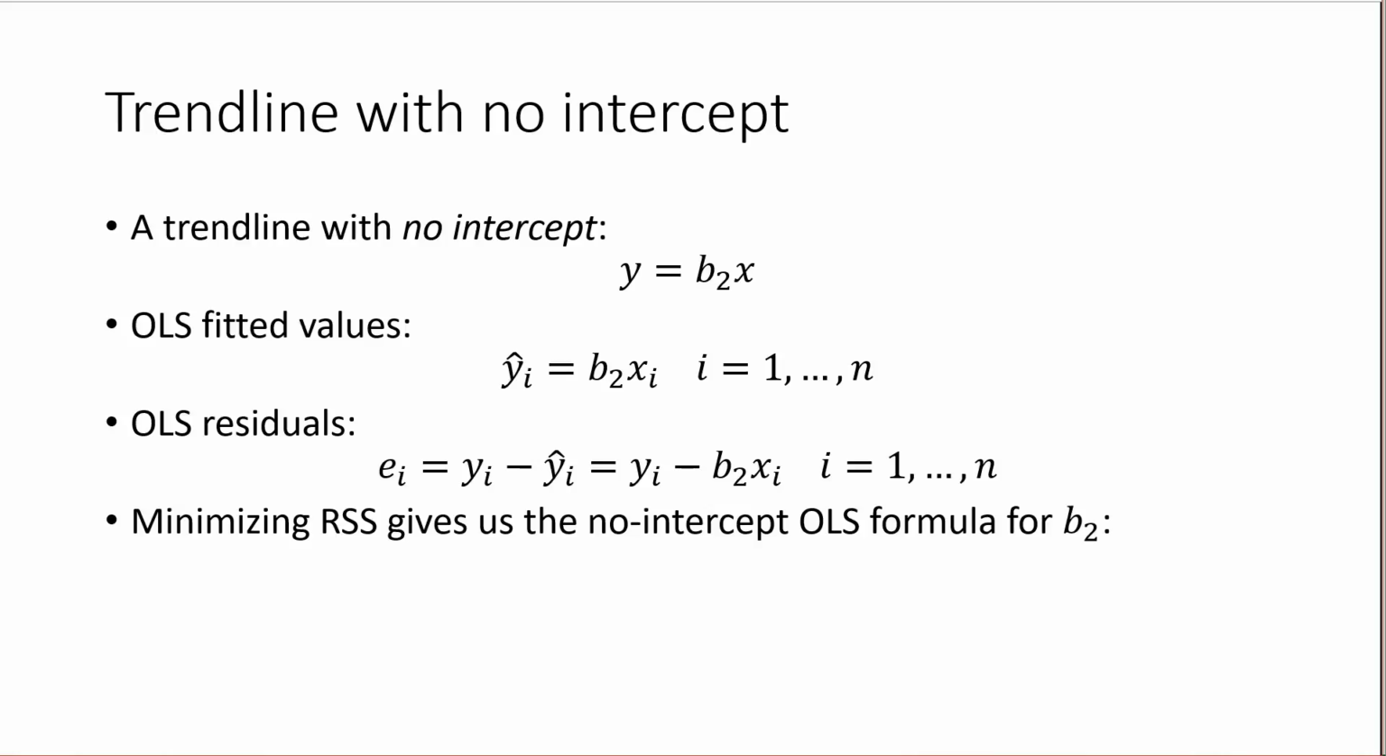And if we solve the least squares problem in this case, which is actually a little bit simpler than the general case with an intercept, we get the no intercept OLS formula for B2, which looks similar but definitely not the same as the OLS formula for B2 when we include an intercept.